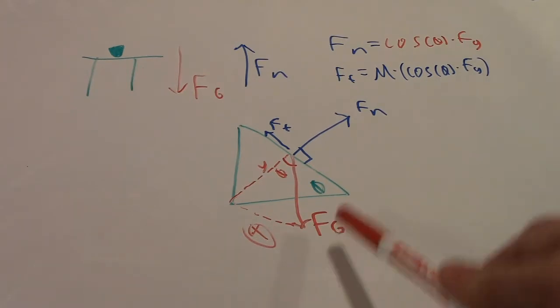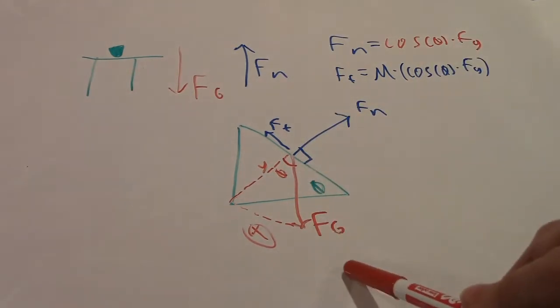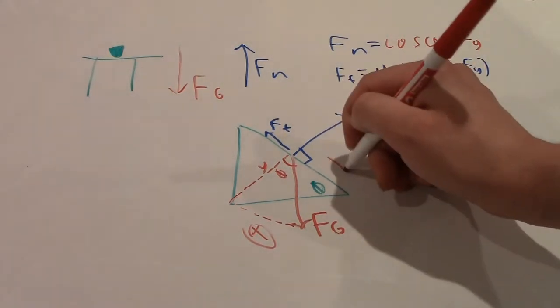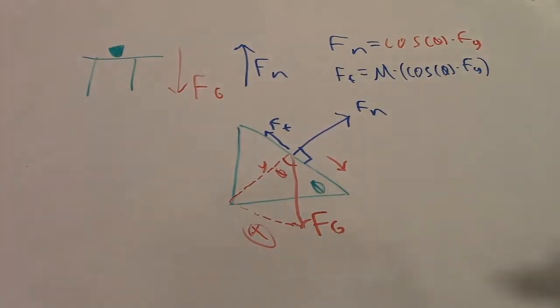And if the force of friction is not able to counteract the x component of the gravitational force, the object will start sliding this way. However, if it is able to counteract it, the object will stay where it is. But this is the normal force. It's perpendicular to the surface.